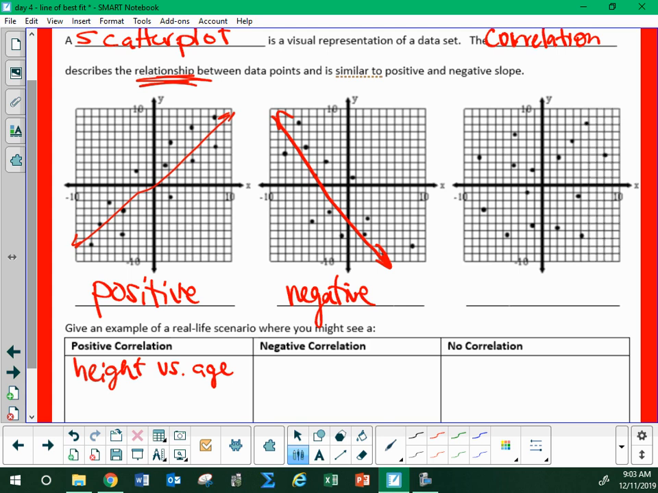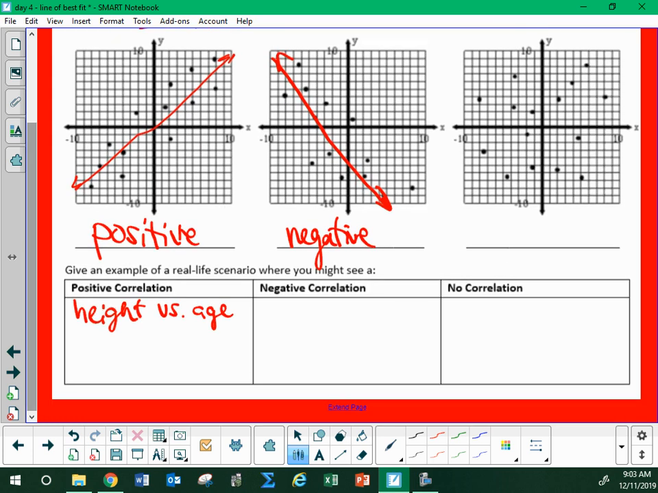Ooh, I like that one. Gabby, you're nailing it with some good examples today. So Gabby said the more you run, the less energy you have. That's something you would say in biology, not algebra. No, that's a perfect example for a negative correlation. The more you run, the less energy you have. Other thoughts with a negative correlation?